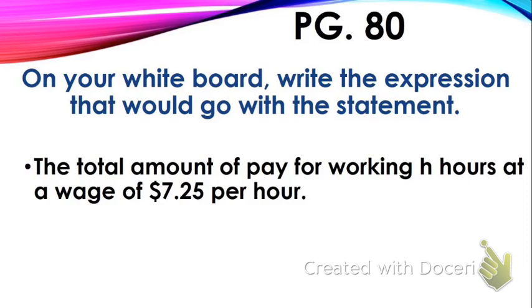Close. What's our key word here? Per. Per means what operation? Multiplication. What would we be multiplying together? 7.25 and H for however many hours you worked. Because if you worked 100 hours, you get 7.25 for each hour, per hour, right?